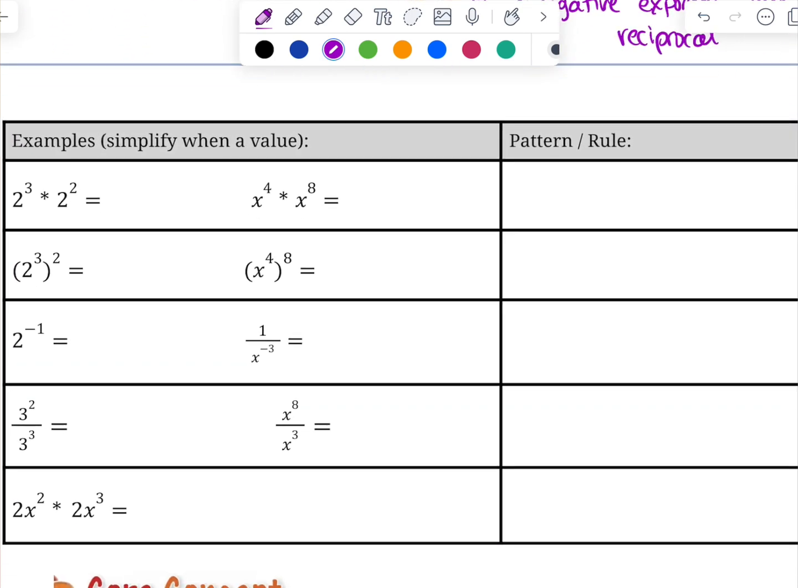Some other rules that I want to remind you of. I want you to try these problems over here in the left-hand column, and see if you remember those rules, and then I'm going to go over them with you. So take a moment, pause the video, and try some of those problems on the left-hand side.